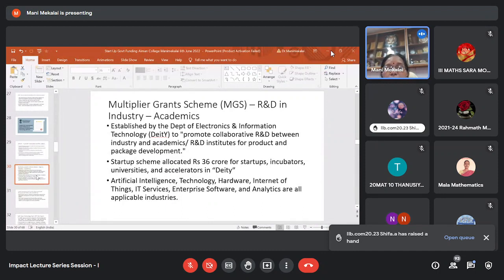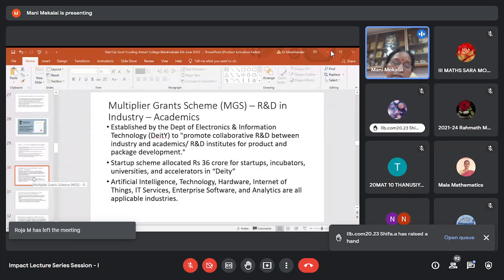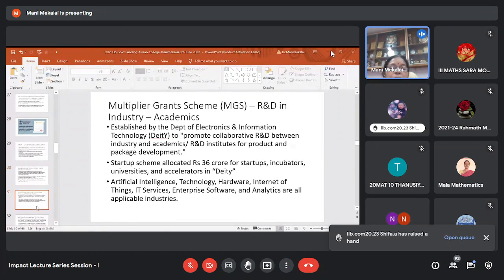Startup scheme allocated 36 crore rupees for startups, incubators, universities, and accelerators. So there is allocation also. All the emerging areas like artificial intelligence, technology, hardware, Internet of Things, IT services, all those newly emerging areas are being captured under this multiplier grant scheme.